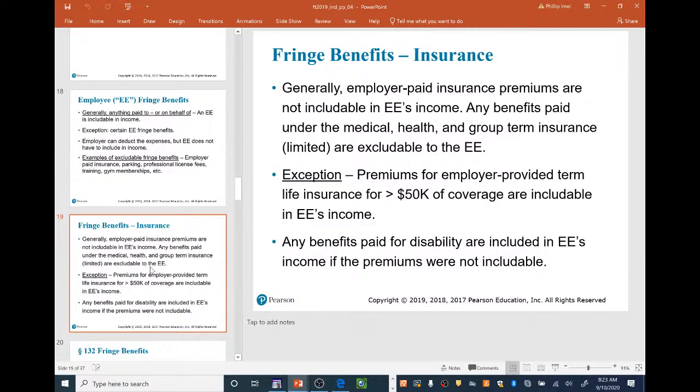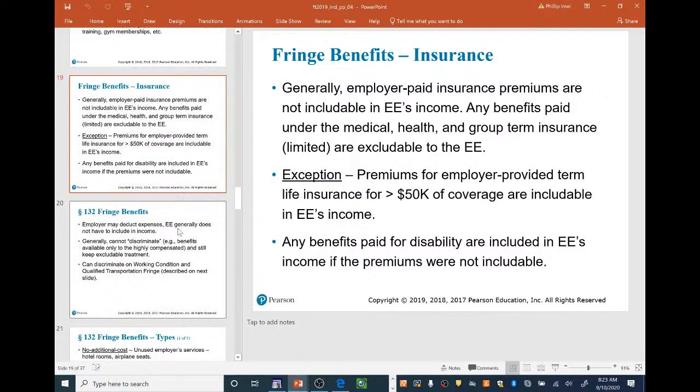Okay, let's talk a little bit more about the fringe benefits of insurance. So once more, most employee life insurance premiums paid by the employer are taxable to the employee. An exception exists for group term life insurance coverage not exceeding $50,000 per employee. So premiums for coverage exceeding $50,000 will be taxable to the employee. Different calculations may exist for key and non-key employees if the plan is discriminatory.